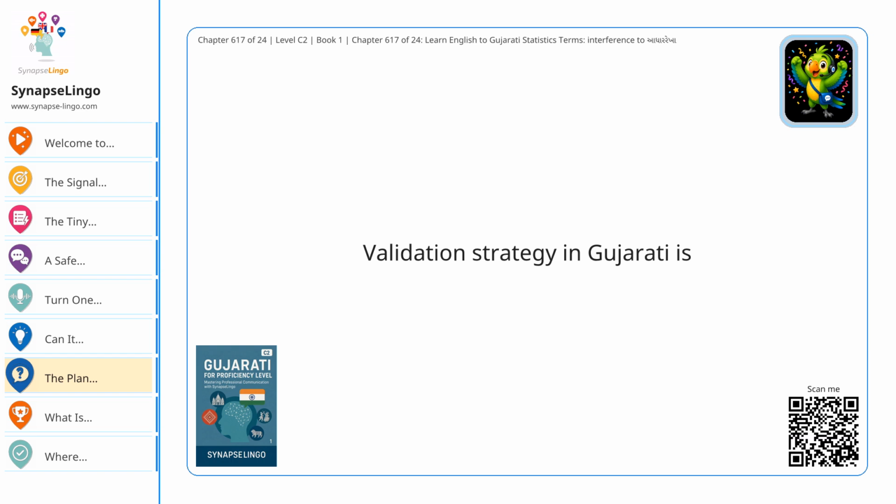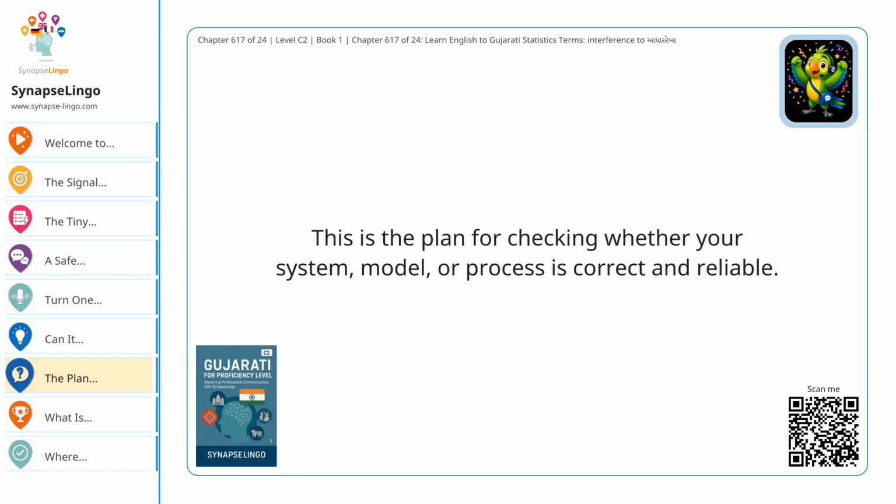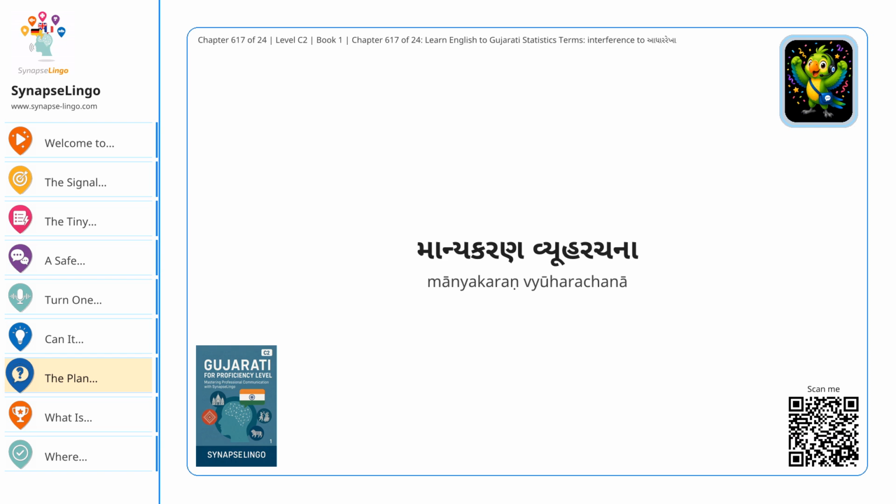Validation strategy in Gujarati is मान्यकरण व्यूहरचना. This is the plan for checking whether your system, model, or process is correct and reliable. Example. Our validation strategy helps us catch errors early. In Gujarati, Amari मान्यकरण व्यूहरचना. Amane bulo vaheli pakadavamam madata care che.